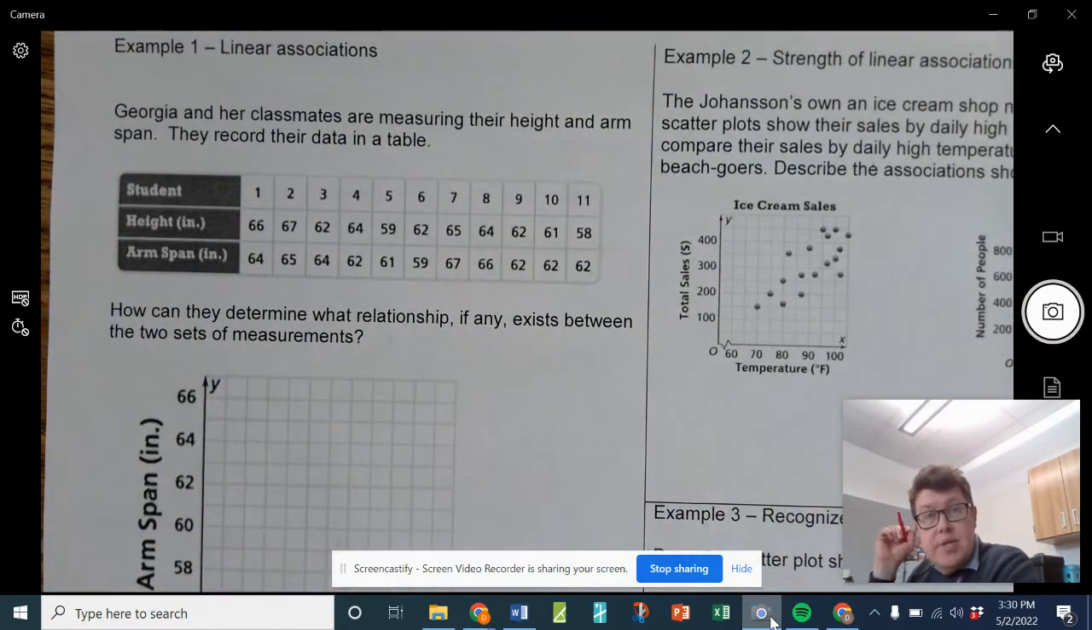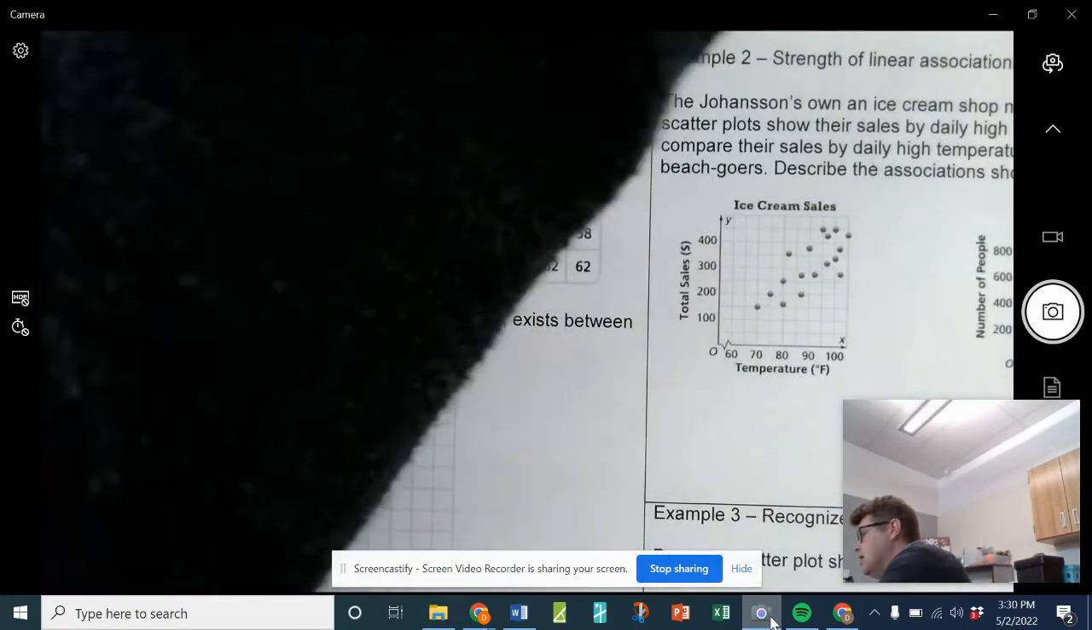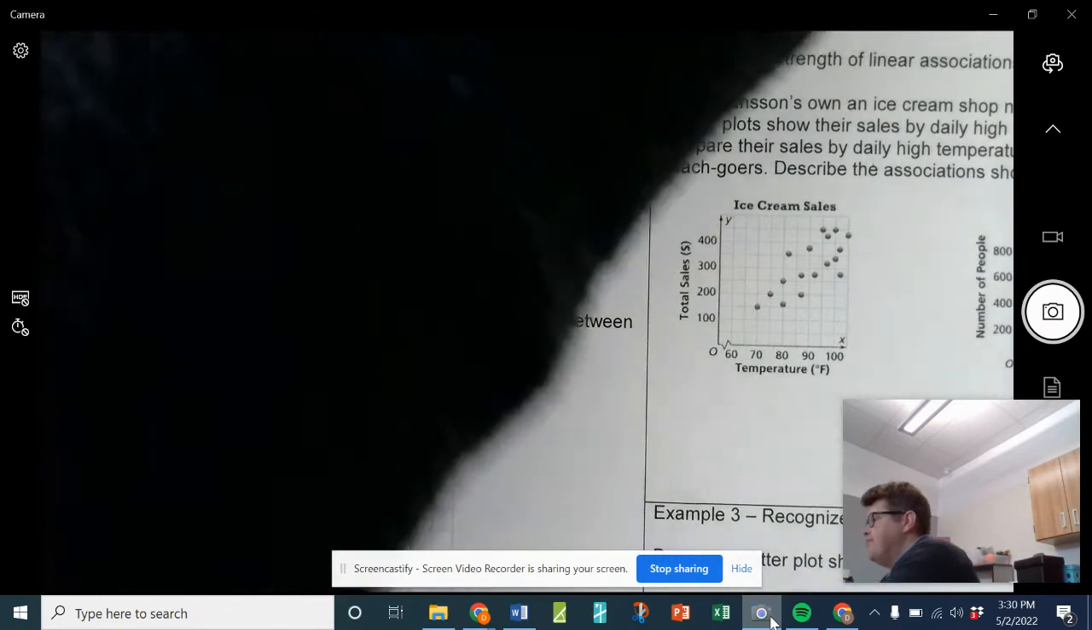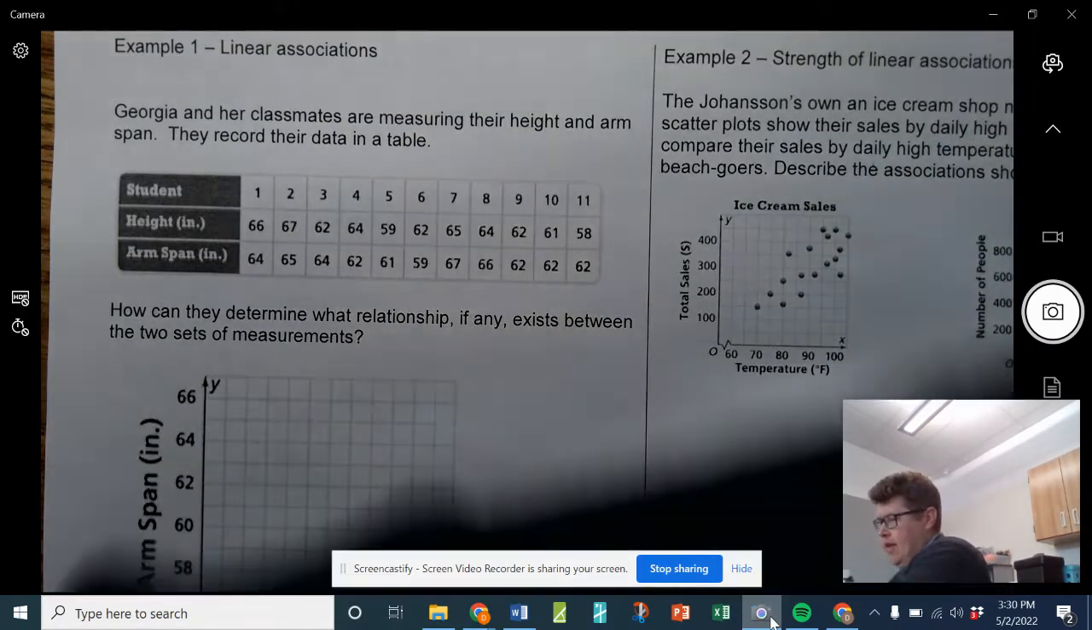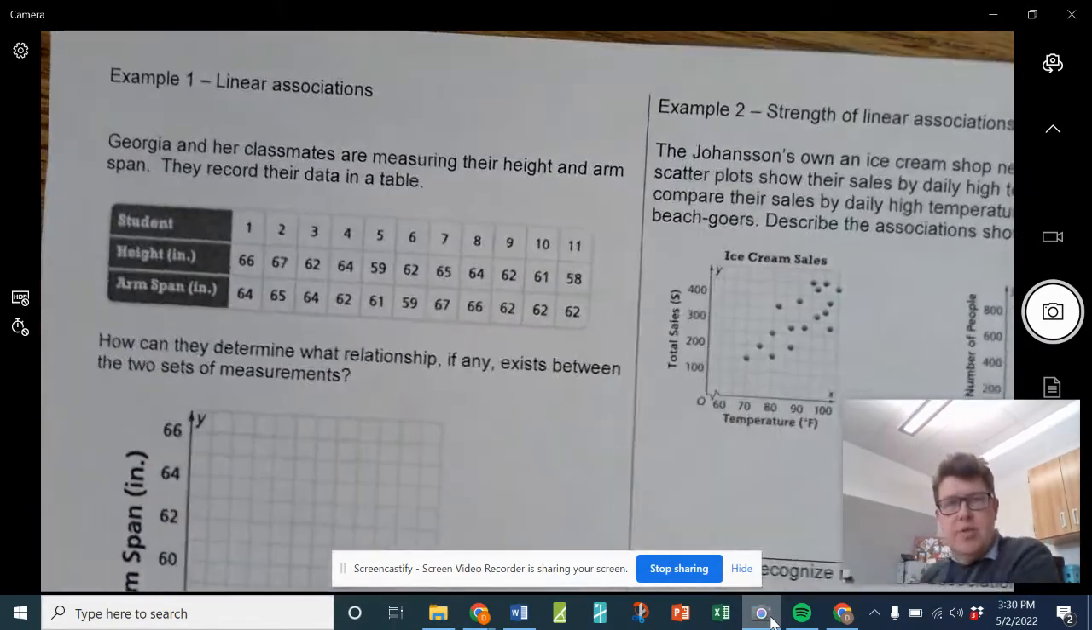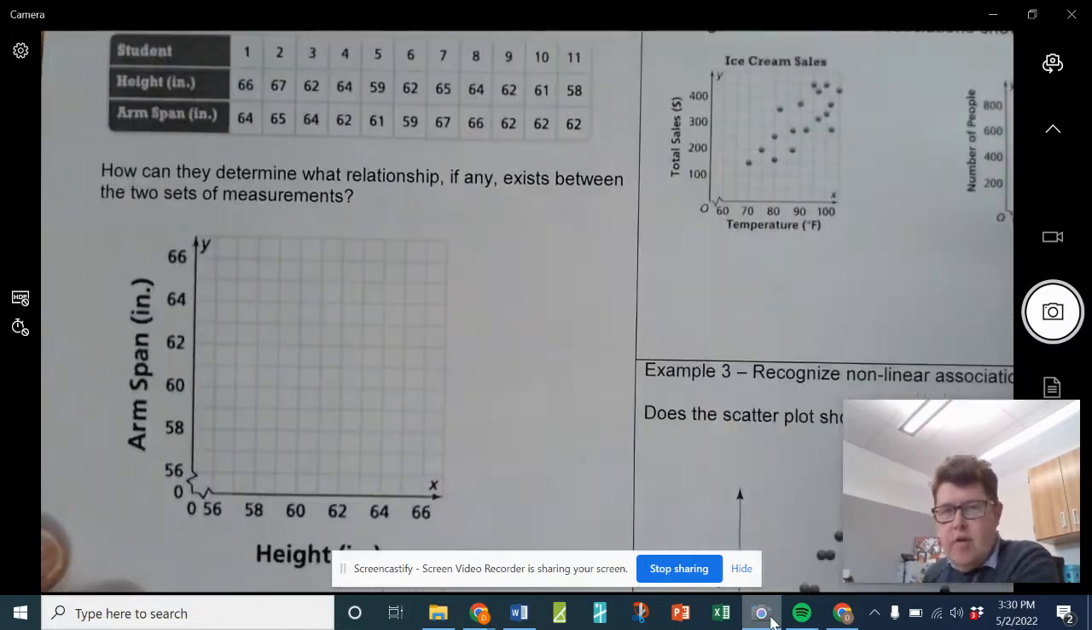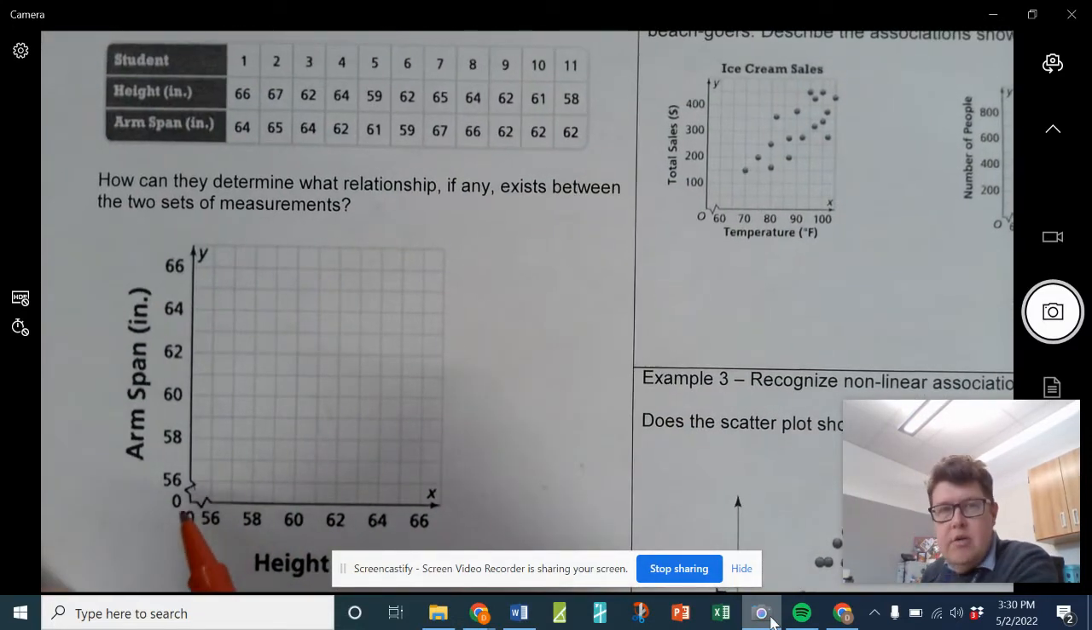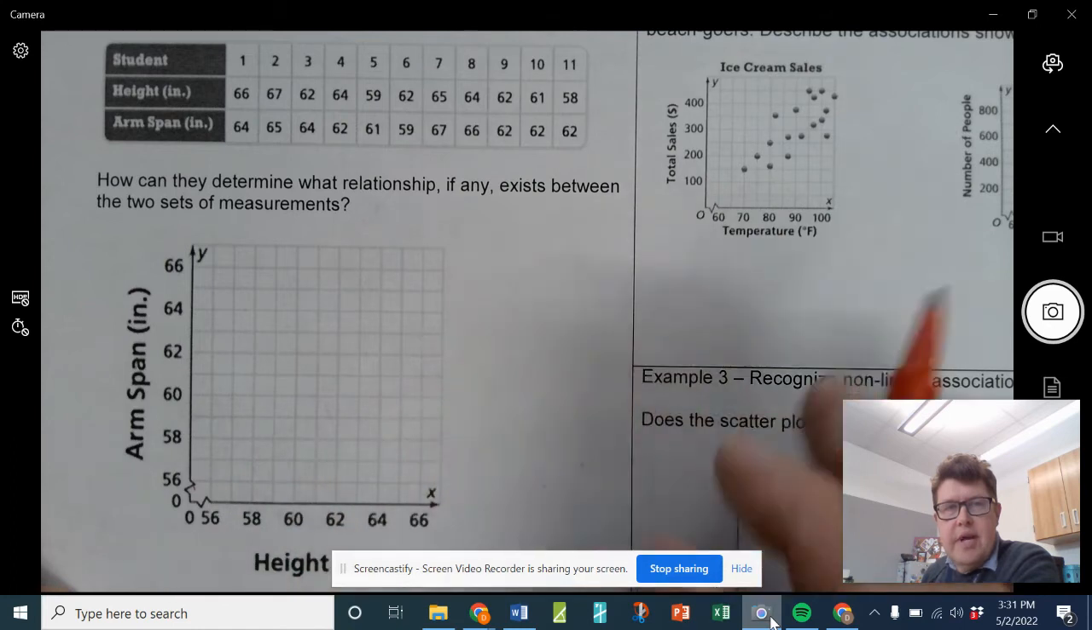Example number 1 of linear associations. George and her classmates are measuring their height and arm span. They record their data in a table. How can they determine what relationship, if any, exists between the two sets of measurements? Right. So we have our graph right here. You'll notice it doesn't start at 0. It starts at 56 for height versus arm span.